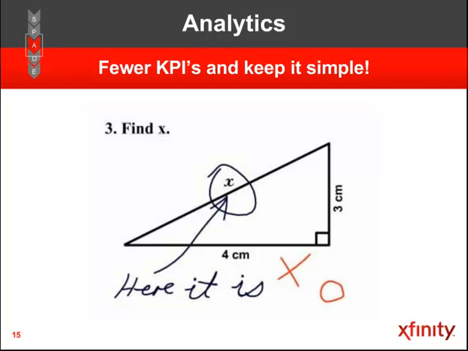So fewer KPIs, and you keep it simple. And you need to define your KPIs in advance of your testing. So if you define it after you finish your testing, that's going to be a problem. So try and keep it simple and define it before you actually go into a test. That will save you a lot of pain later on, actually.